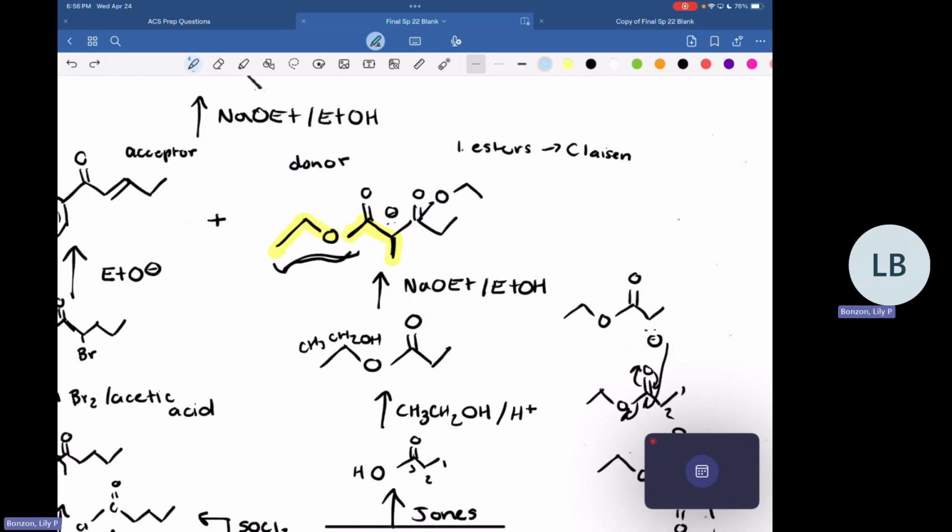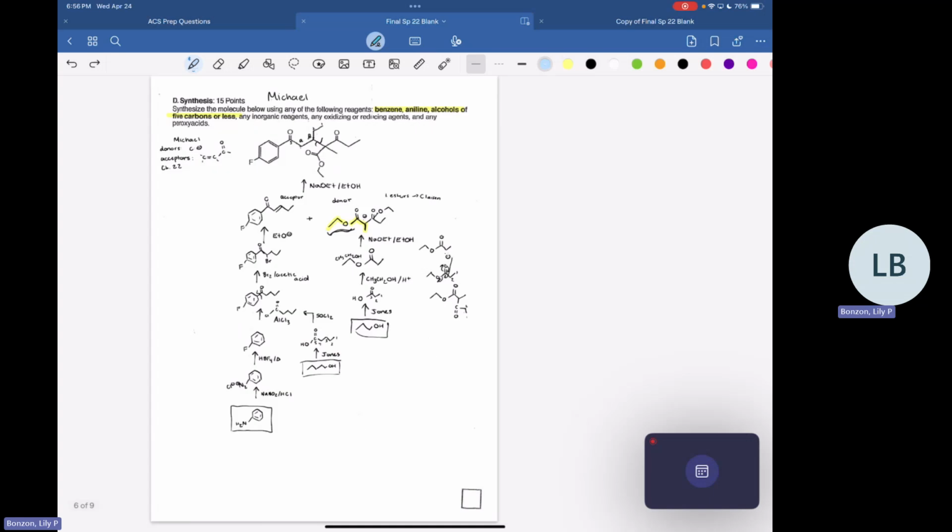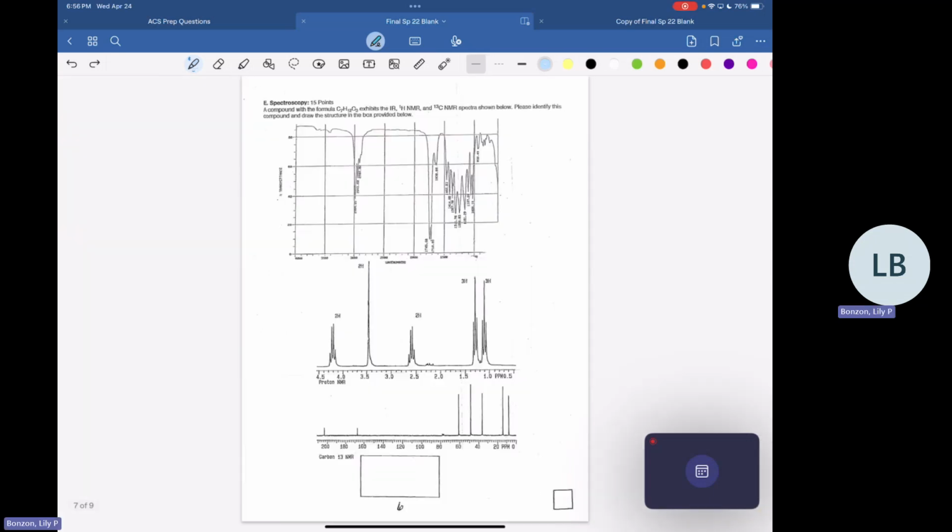Okay, I'm going to move on to spec. Luckily for spec, there's not too much else that we've learned that we can throw on here. At most, you might see an amine group or an amide group, but those aren't very common in the tests that she makes.